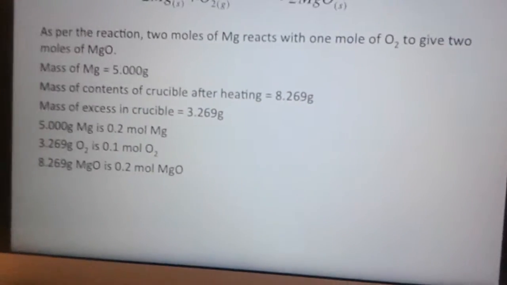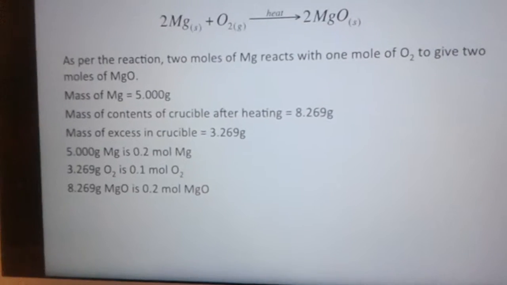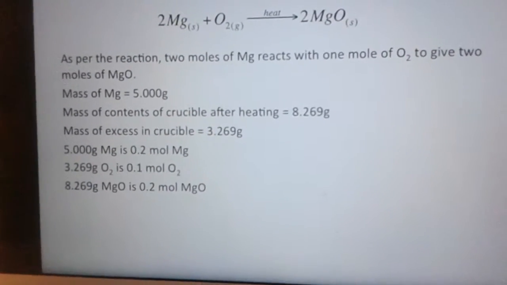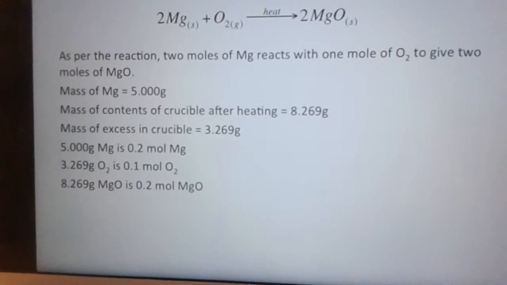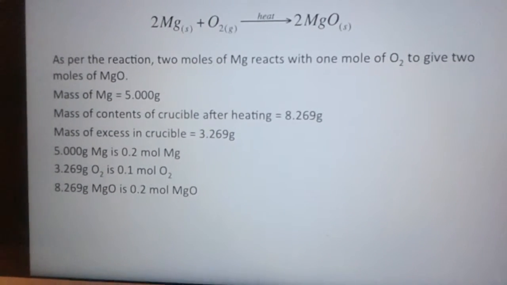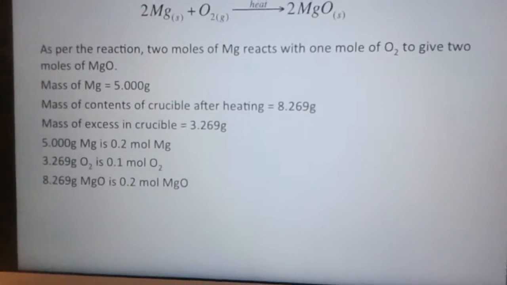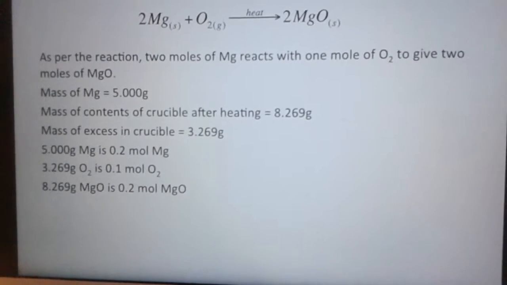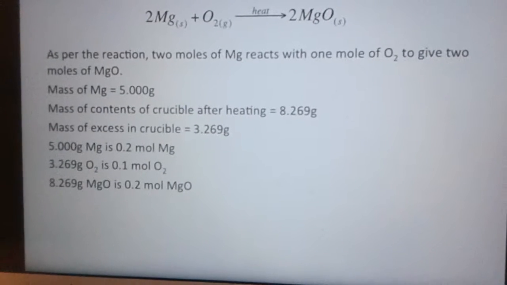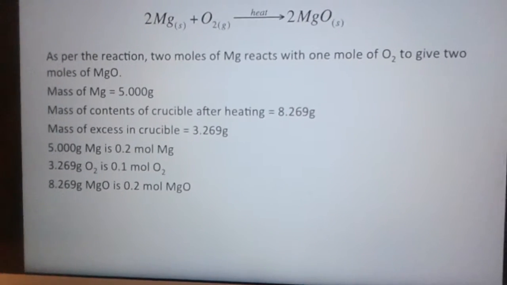We measured and seen that in the beginning we had 5 grams in the crucible, and in the end of the experiment, after we applied heat and let it cool, we had 8.269 grams of compound inside the crucible. From here we see there's an excess mass of 3.269.